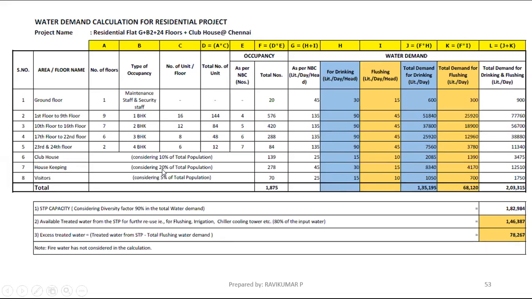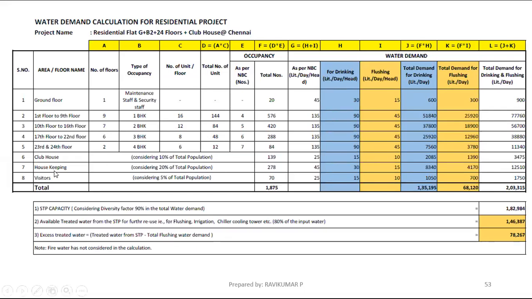For housekeeping, consider 20% of the total population. Housekeeping means the maid or the house worker. Not every house will have a house worker. Maybe the housewife will do all the work. Only some houses will have house workers or a housemaid. So only those housekeeping people we have considered.